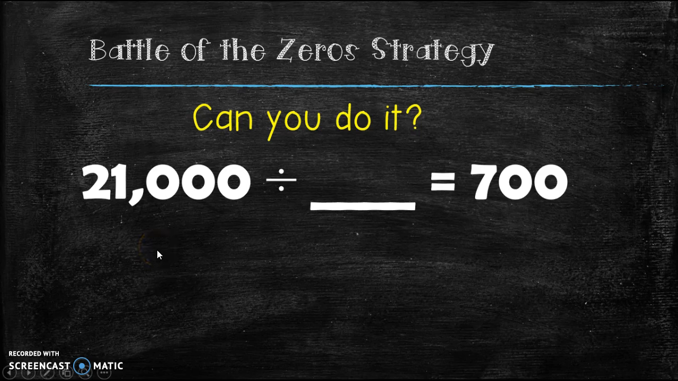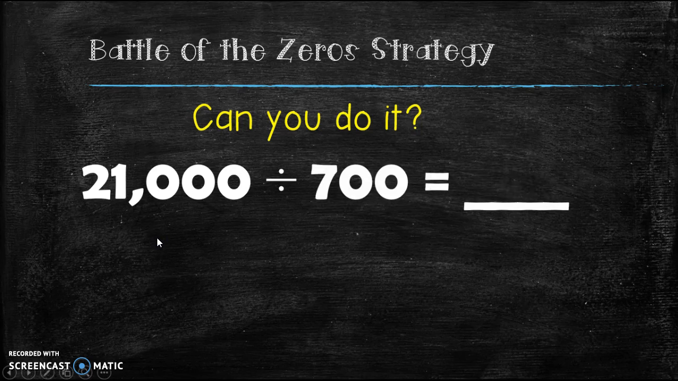Well, when you have a problem like this where you're finding out what the blank is or the answer is in the middle of the problem, remember in a division problem, you can just flip things around. So now we're going to do 21,000 divided by 700. We're going to underline the non-zero digits, and we know that 21 divided by 7 is 3, and now it's time to battle.